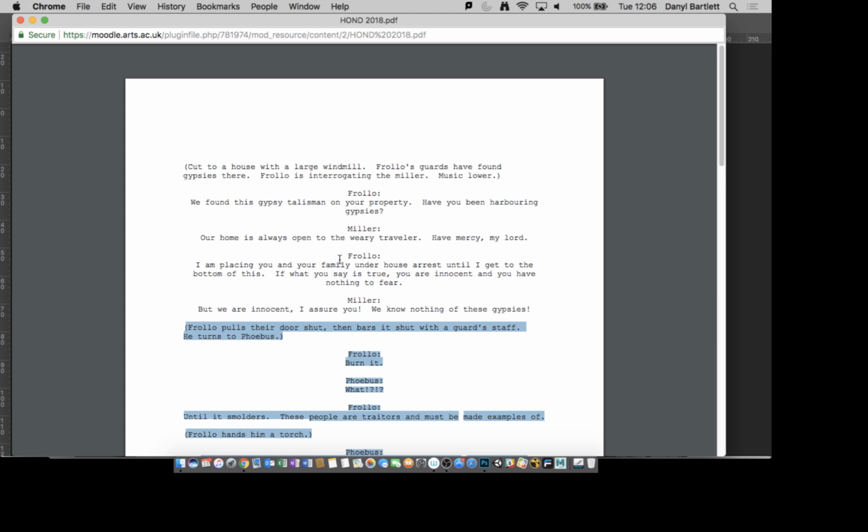However, there might be some other stuff. Just this line here. Frollo is interrogating the miller. Music lower. I like that. Just no music. We haven't got time for music. This is so dramatic that it's going to be without music. But that line implies something complex visually. Frollo is interrogating the miller. Well, how do you interrogate someone? What are the poses for that? That is a visual challenge.